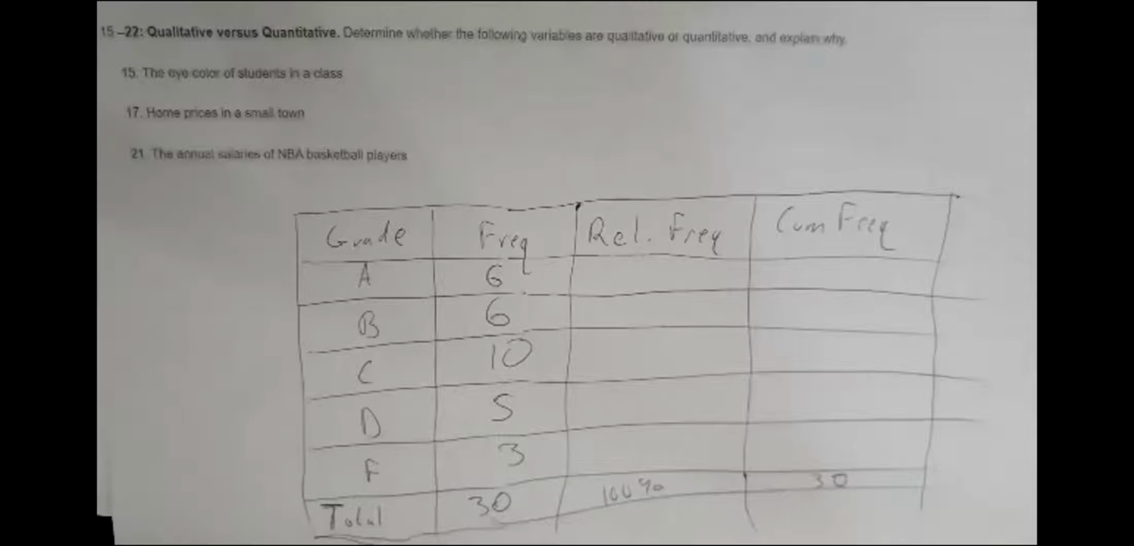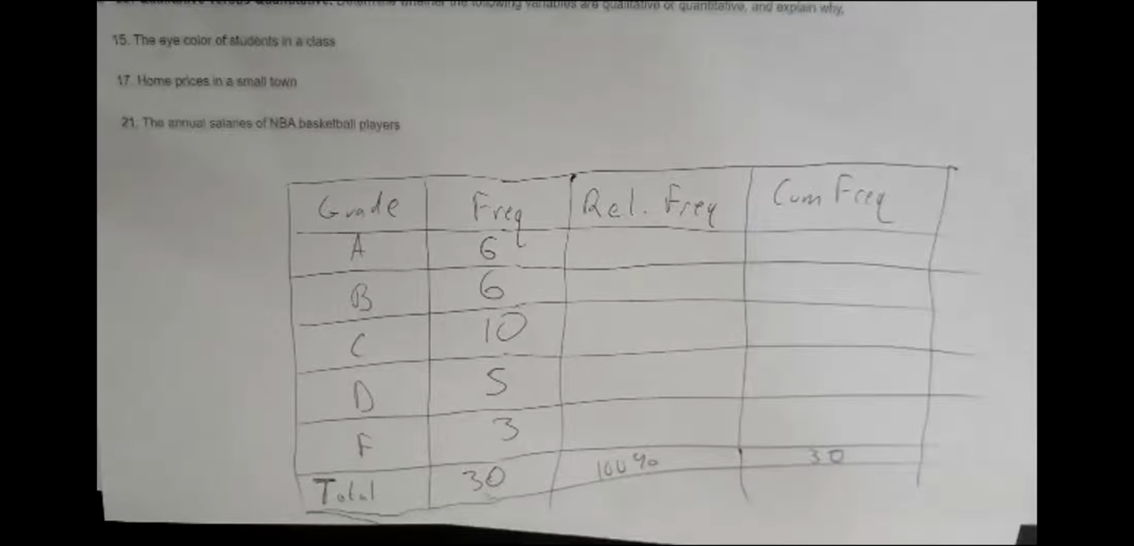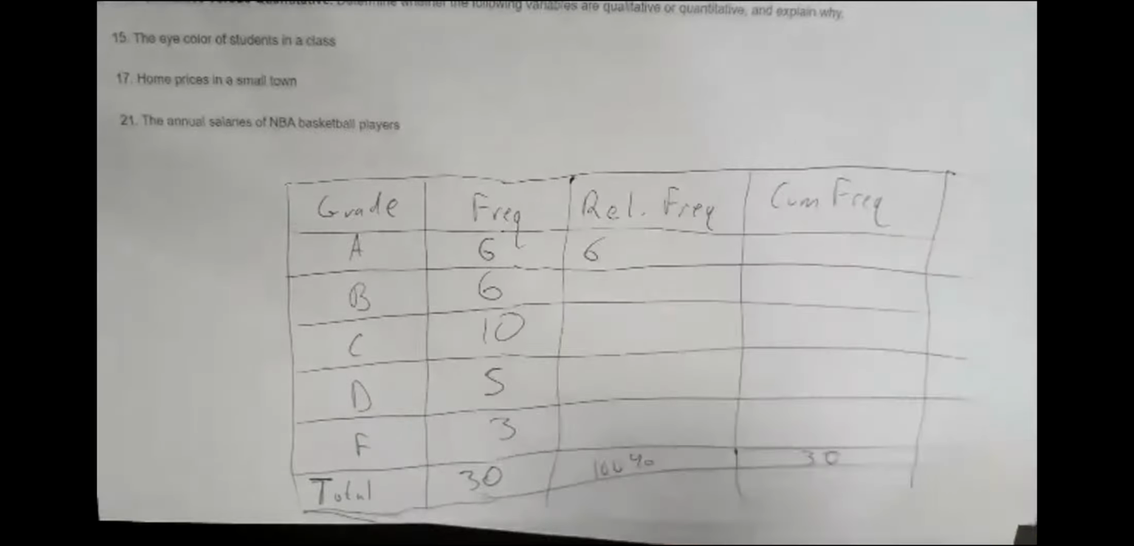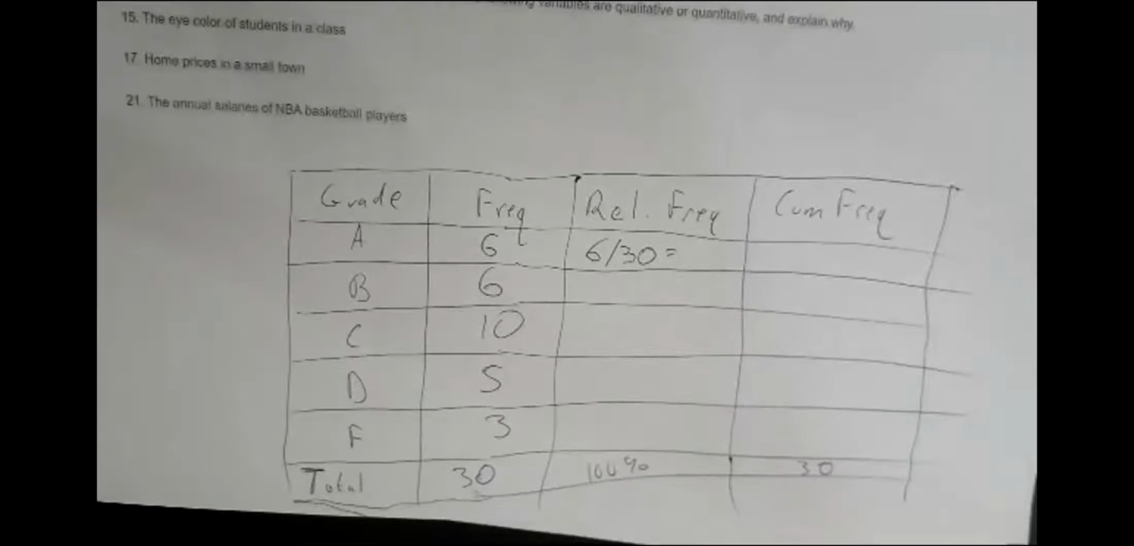Okay, so how are you going to find the relative frequency? So for A's, I'm going to take what? I'm going to take 6 and do what with it? Divided by 30. The percentage of the total, right? Is what you're doing? 6 out of 30 should give you what? 20%, I think.